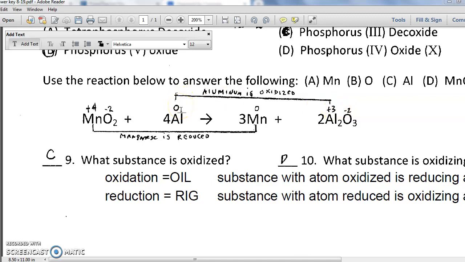So aluminum's number goes from 0 up to +3. That +3 is showing that aluminum has lost control of 3 of its electrons. Oxidation is loss of electrons. So aluminum's been oxidized. If you have trouble remembering that with oxidation your number goes up, obviously think of reduction. Reduction means goes down. If you reduce the amount of something, it's going to go down. That means oxidation must go up. So who is reduced here?